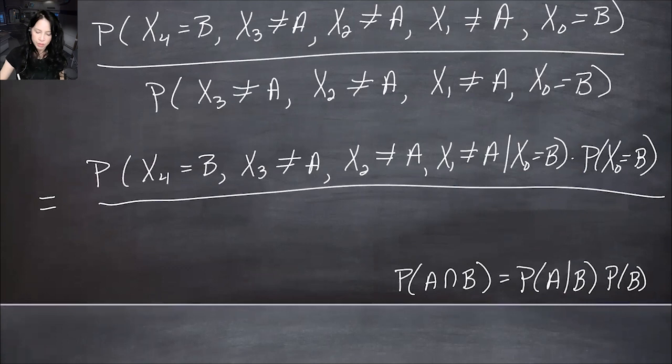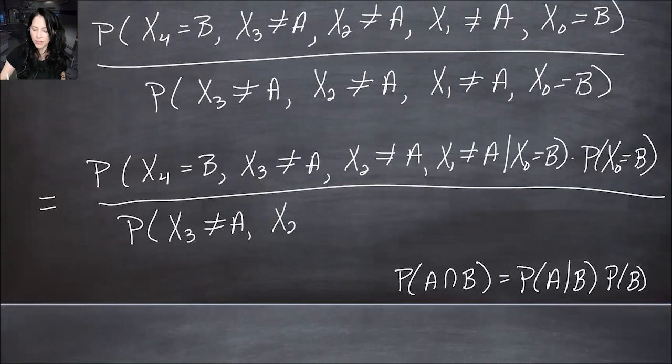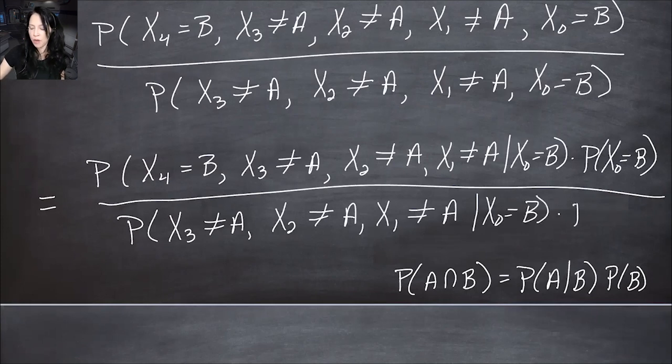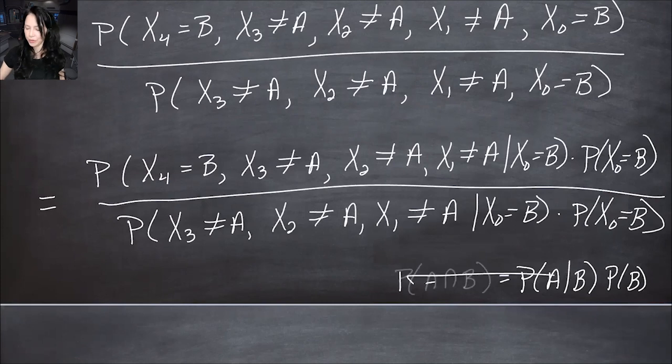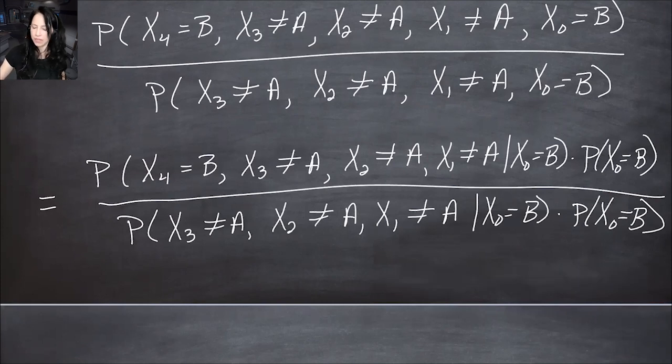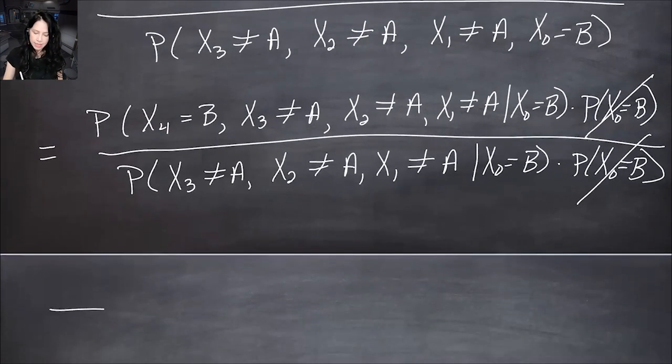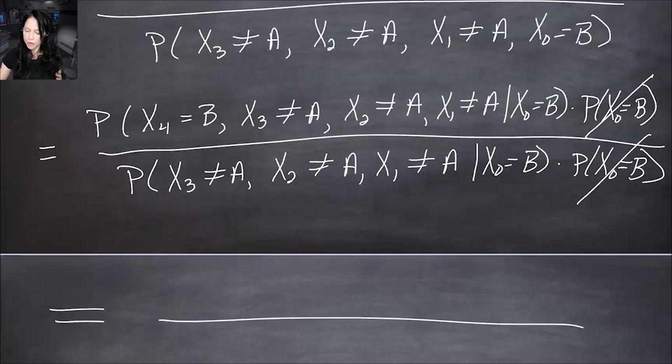But if we do the same thing for the denominator and write this as the probability that X3 is not A, X2 is not A, X1 is not A, given X0 is B, times the probability that X0 is B, we get cancellation and we don't need that initial probability, which is super convenient. And now we can do the Y chain trick. So this is the same thing. Let's just look at the numerator.